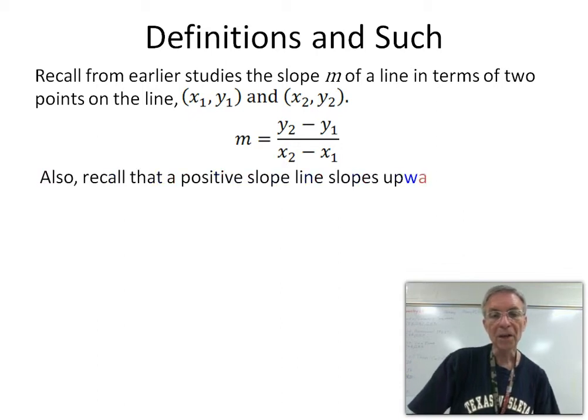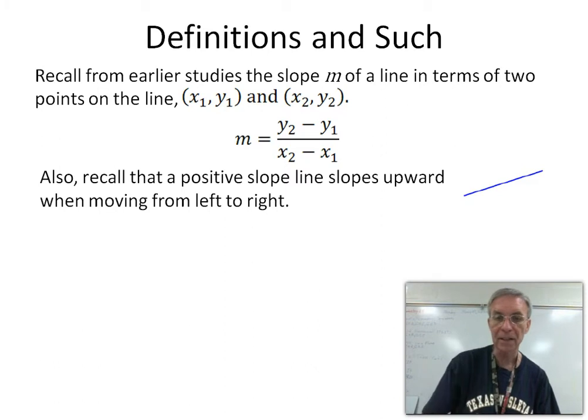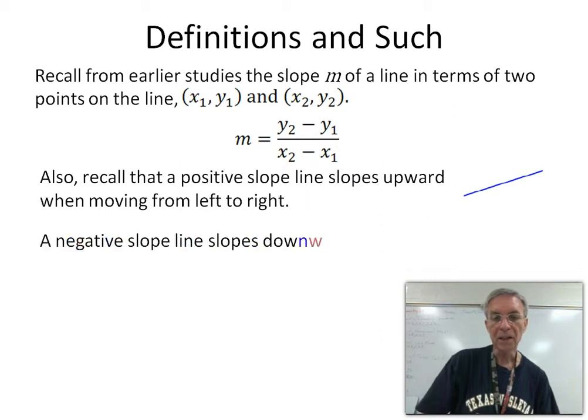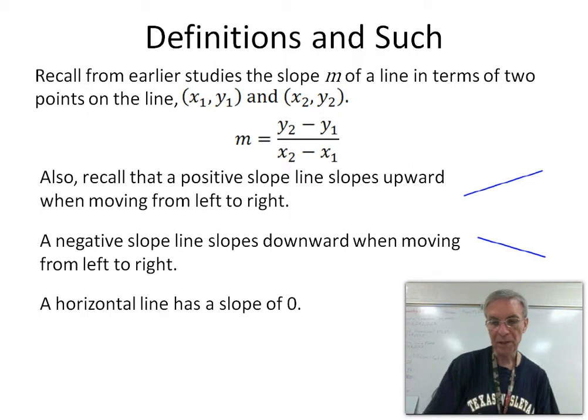Okay, also recall that a positive slope line slopes upward when moving from left to right. So it would look like something like this. A negative slope slopes downward when you move from left to right. So it would look something like this. A horizontal line has a slope of 0, and it looks something like this.